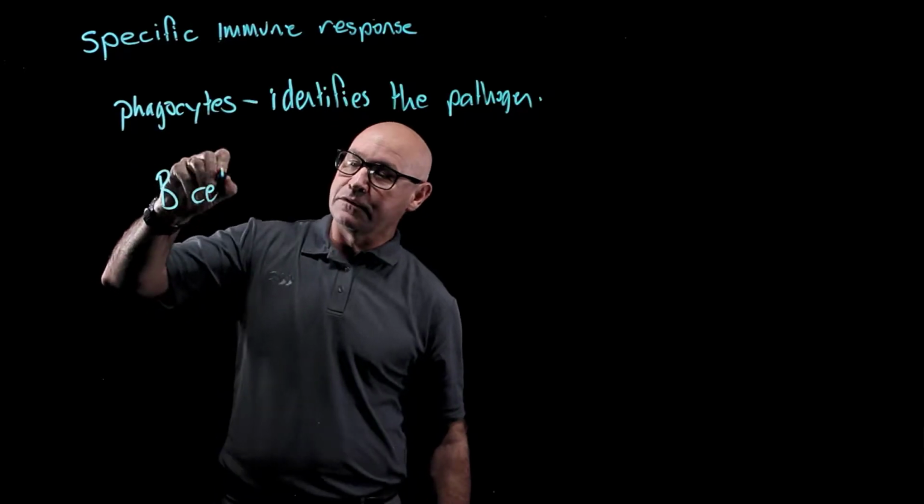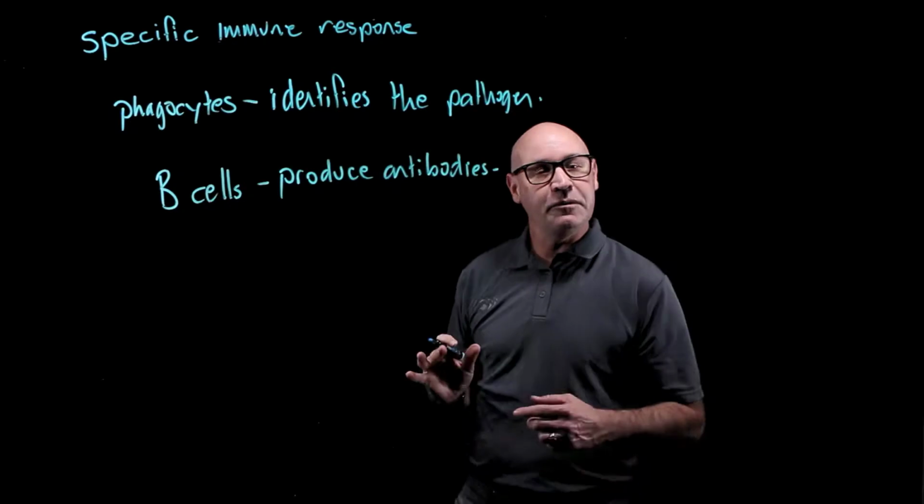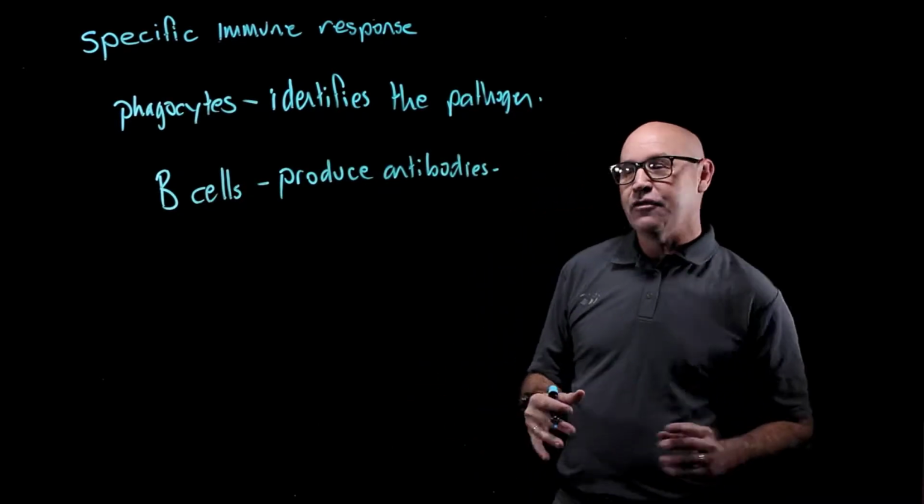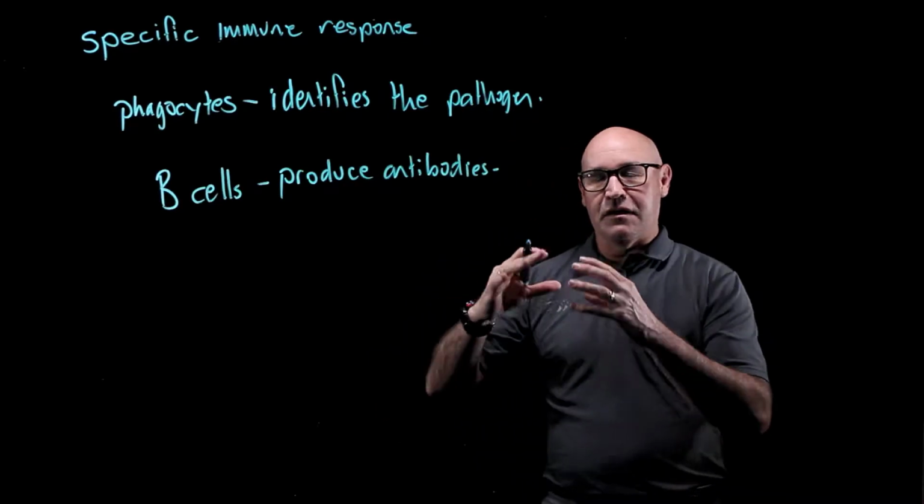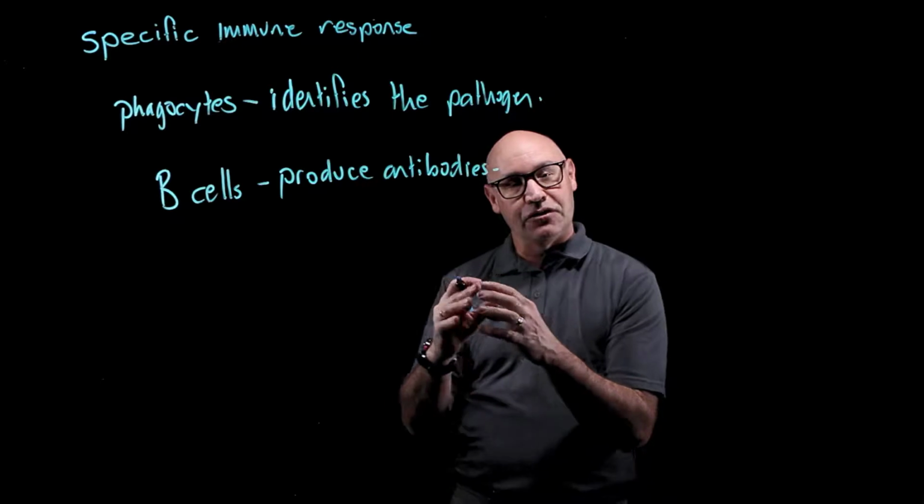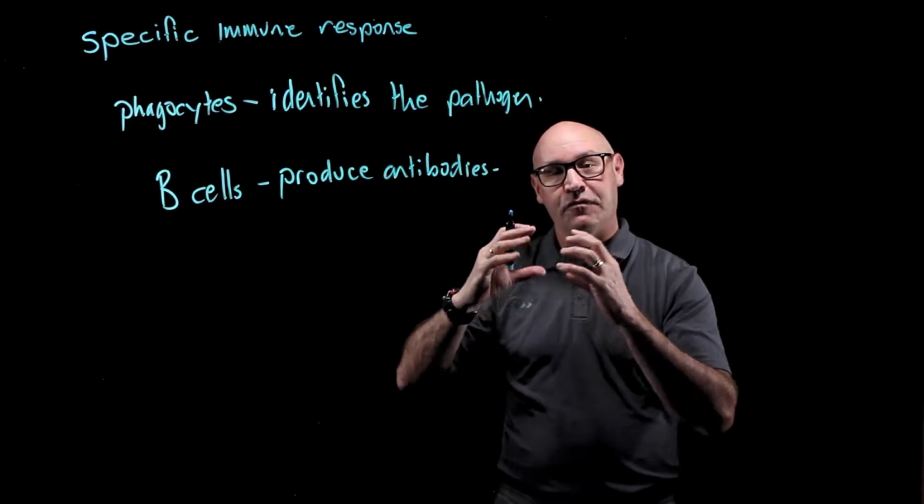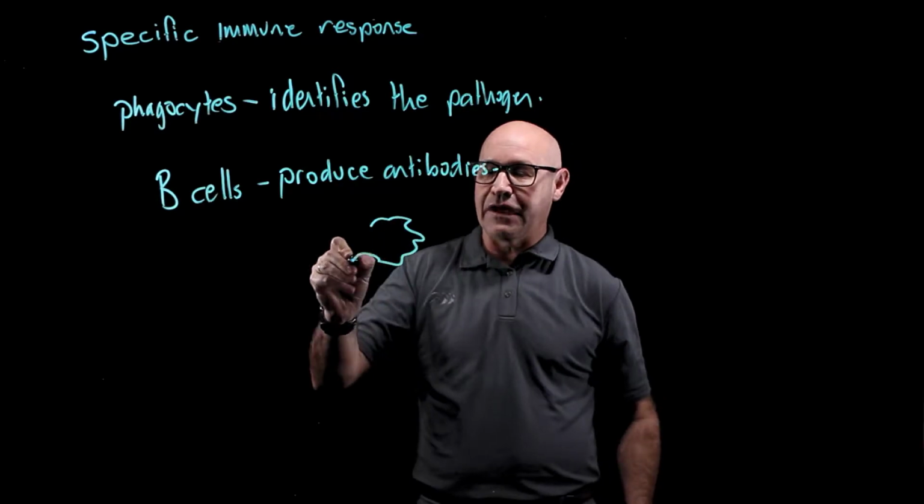B cells produce antibodies. Antibodies are proteins that are made by these B cells that fit specifically on antigens that are on the surface of the pathogens. So we'll go through those terms again. Here's our little invader.